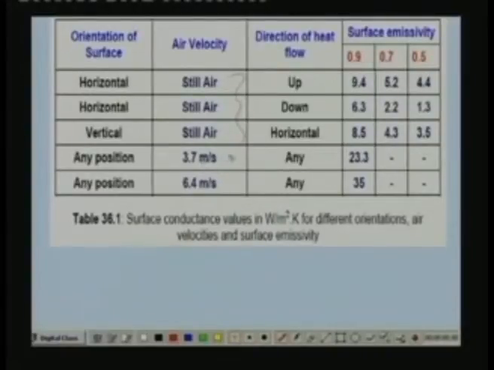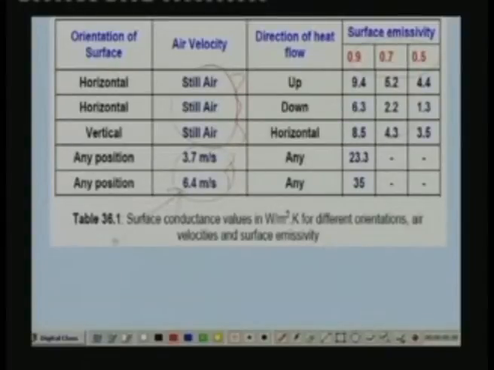And the next two conditions are where the air velocity is given as 3.7 meter per second and 6.4 meter per second. Here this is applicable to any position, because here the heat transfer rate is mainly by forced convection. One thing you can notice here is that when the air is still, for example for these conditions, heat transfer is by natural convection and also by radiation. So emissivity is coming into picture. And typically the heat transfer coefficient values are small, because the convective heat transfer coefficient is generally small in case of natural convection.